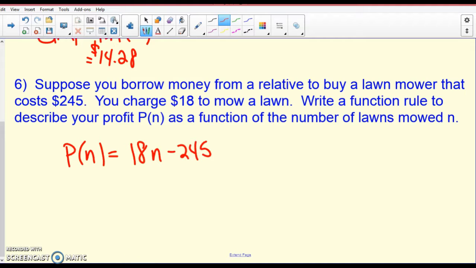Is Justin right? Yeah, because that 245 is money that you had going out at the beginning of the summer. So you start the summer in the hole because you got to pay for that lawnmower. So you got to make $245 just to get back to even, right? Now, that's it.